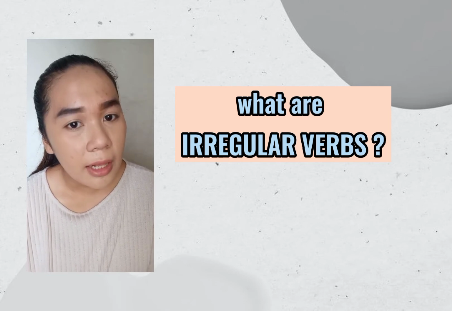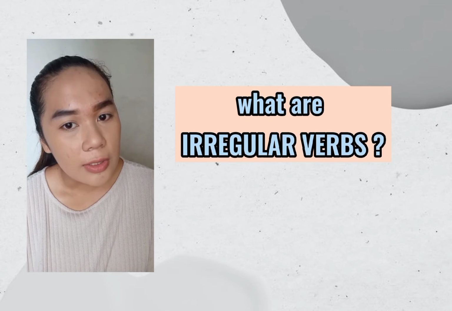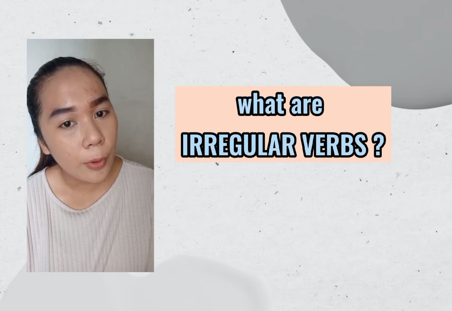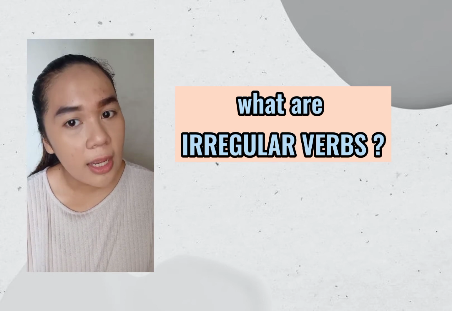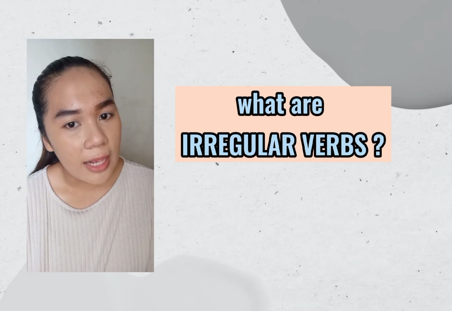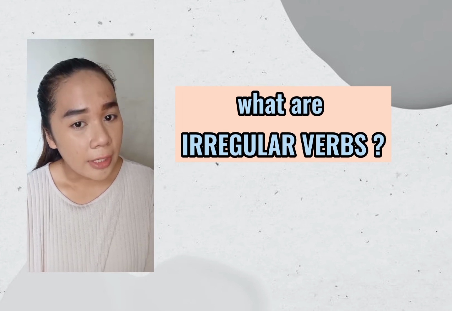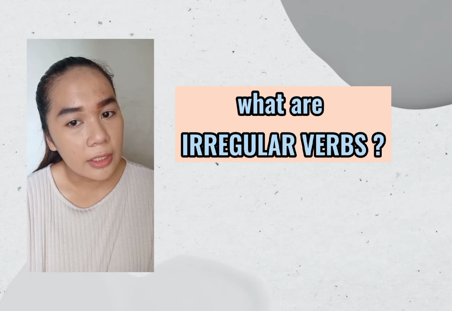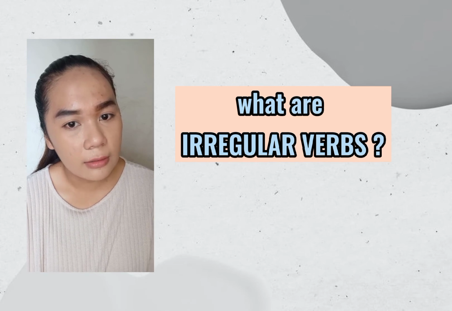Sometimes the spelling of the word does not change, but the pronunciation of the word changes. Let's say, for example, read. Irregular verbs are divided into four forms.